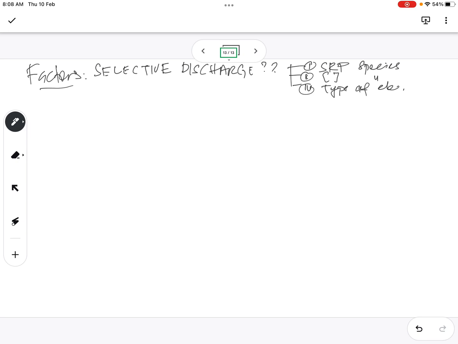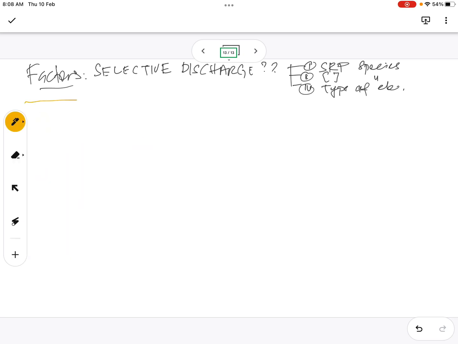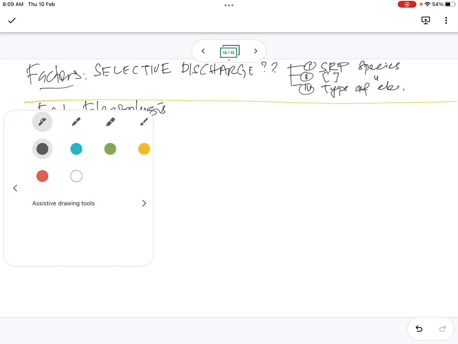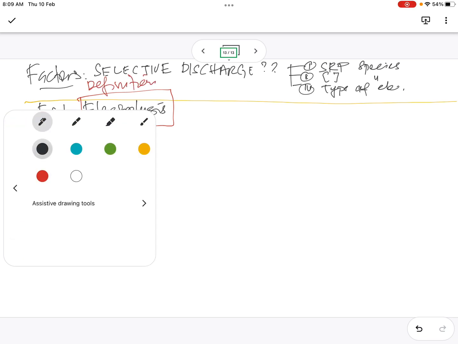Okay, now we go into the example to study the factors. Kita terus masuk example untuk memahami factor-factor ni. So saya mula dengan example number 1. Example 1 iaitu kita belajar electrolysis. Pergi cari saya boxkan warna merah ni. Please go and find the definition of electrolysis. Memang boleh jumpa. Anda Google pun boleh jumpa.